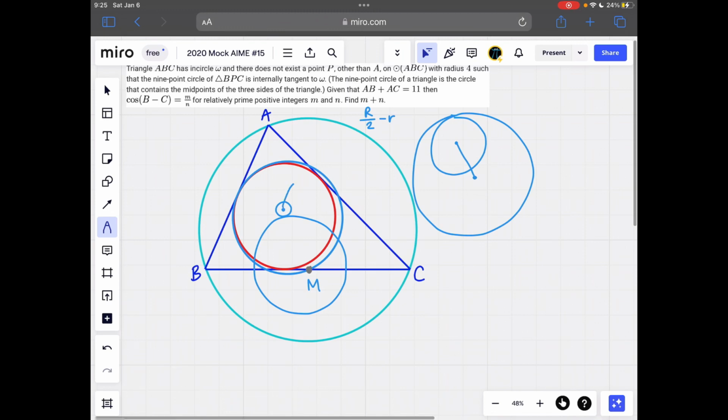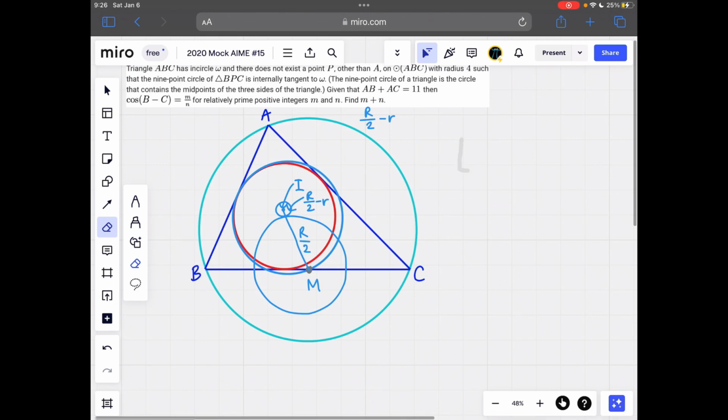And the distance from this center I to M is the sum of their radii. The radius of the circle centered at M is 2, which in terms of the circumradius is big R over 2. The radius of the circle centered at I is the difference of the radii of the 9-point circle and the incircle, so big R over 2 minus little r. So we can write that the distance between M and I is equal to big R minus little r, because that's their sum.